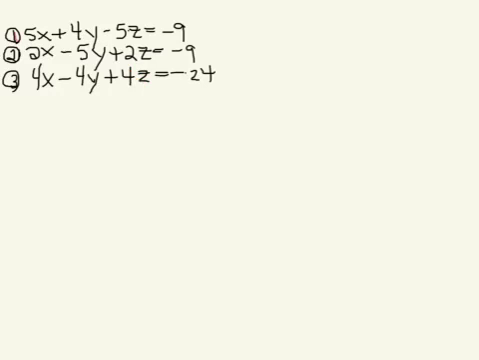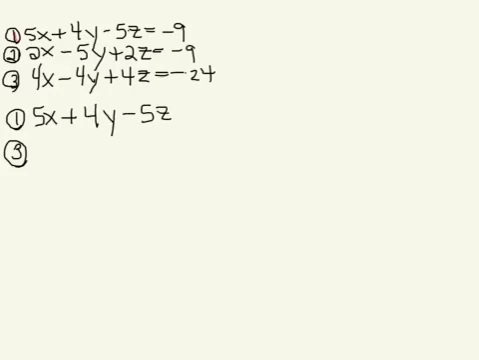You want to choose which variable to eliminate. I'm going to choose y because I already have a -4 and a +4 here, so it'll be easy to eliminate y from that pair of equations. And then I'll have to incorporate the 5 to eliminate it from the second one. So let's go ahead and take equations 1 and 3 only and see what happens when we add them together.